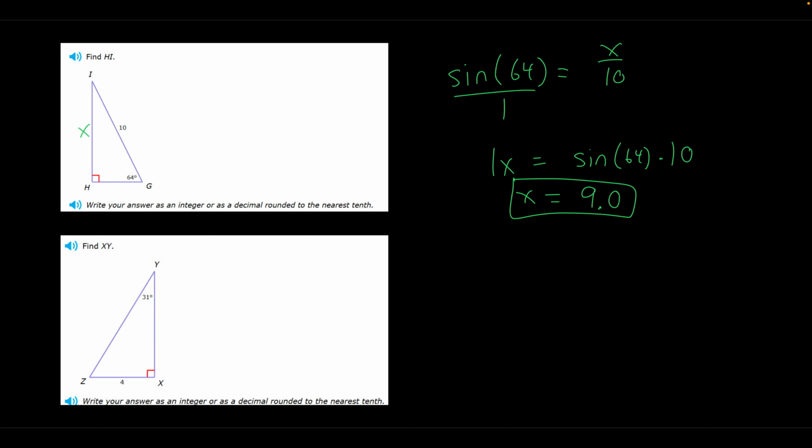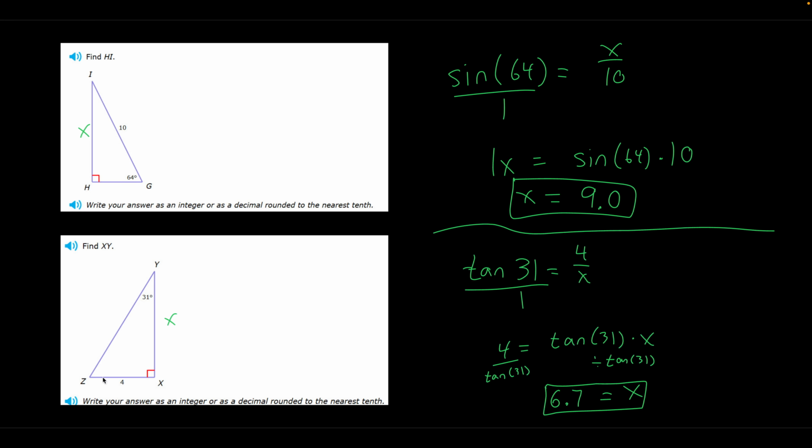Okay, now you've had time to work these problems, so let's check your solutions. Okay, for the first problem here is the work. Final answer should have been that side HI is 9. And for the second problem, a little bit more work here because you have to divide to get the x by itself. So you divide by the tangent of 31 on both sides. You should get that x is equal to 6.7.